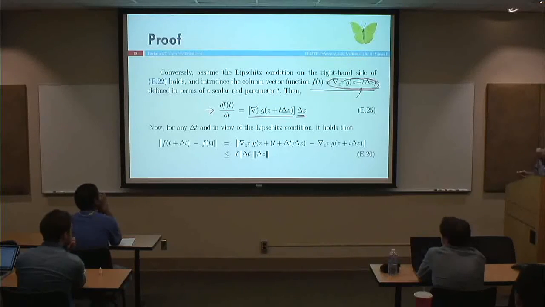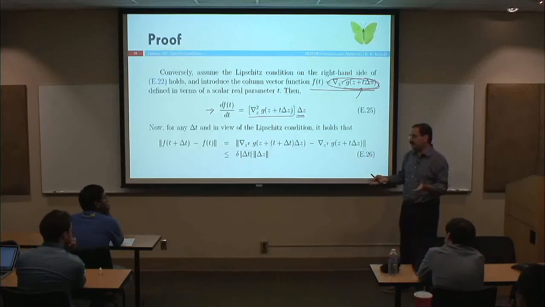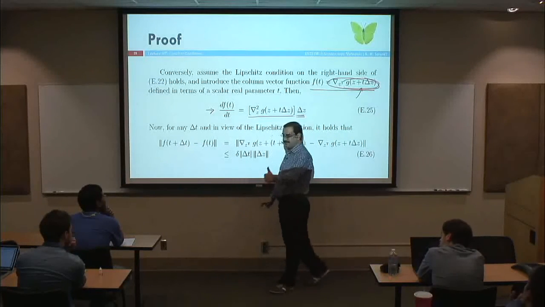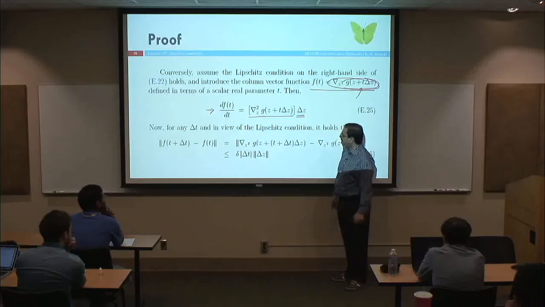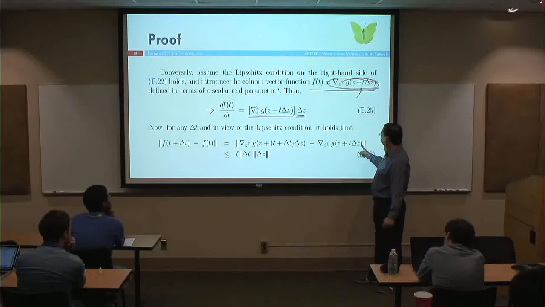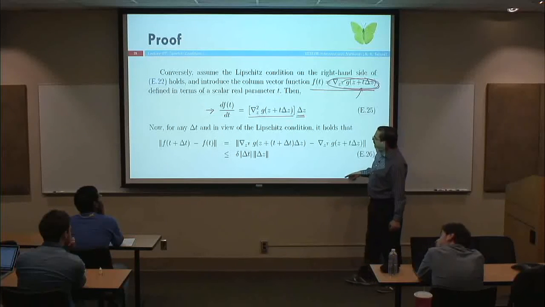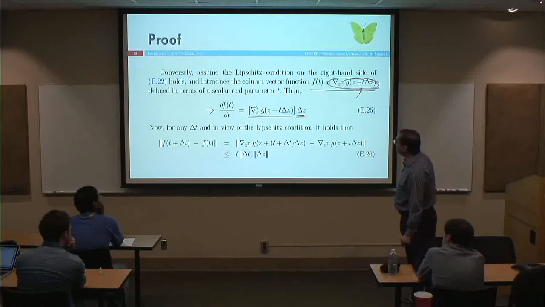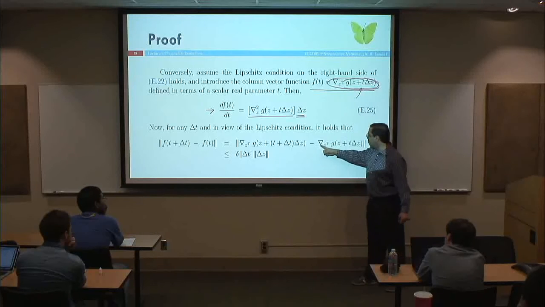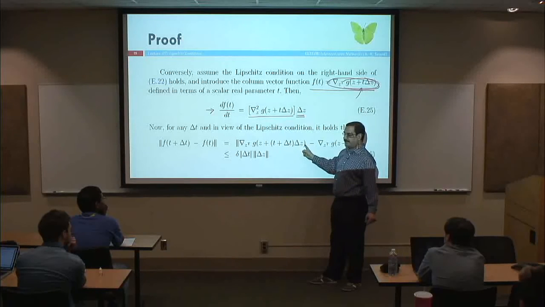So f of t is just a function of a scalar variable. So the derivative of that function is your usual notion of derivative, from calculus 1. So if I evaluate the function at two different points, t plus delta t, okay? So this is the value of the function at t. I'm just writing down the definition of the function. So this is f of t, and this is f of t plus delta t, okay?